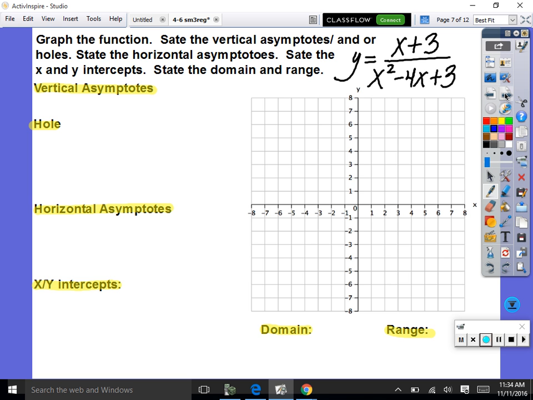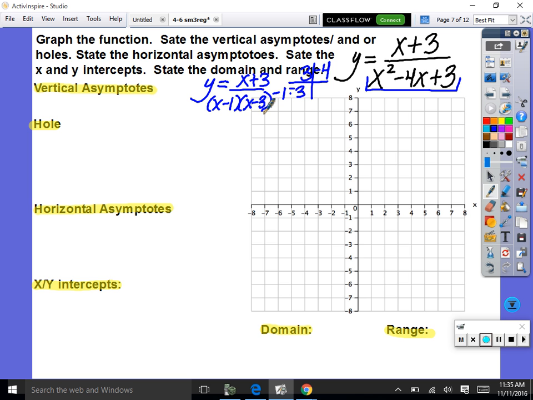Okay, so we're going to graph this function. Your first step is to figure out the vertical asymptotes and holes. Those are our discontinuities. That's when the bottom equals 0. Well, look, this is not factored, so let's quickly rewrite this function in factored form. We have x plus 3 on top. On the bottom, we need numbers that multiply to be 3 and add up to be negative 4. So negative 1 times negative 3. This bottom factors to be x minus 1 and x minus 3.